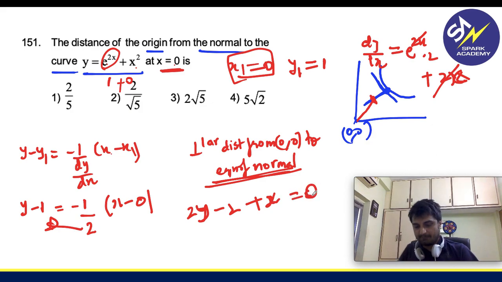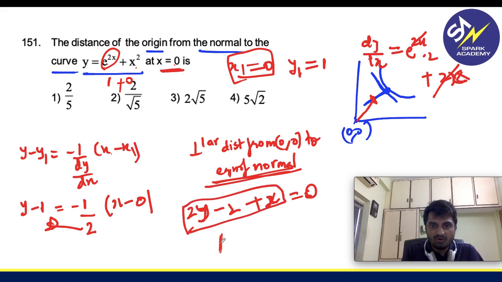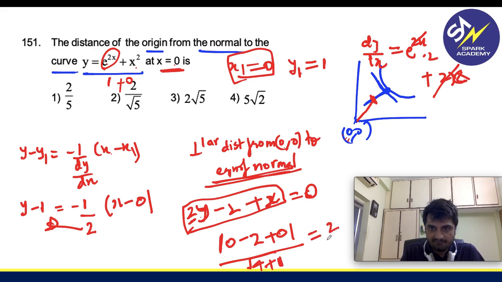Now they are asking us the perpendicular distance formula. What is the perpendicular distance formula? Mod of, instead of (0, 0), perpendicular distance from the origin I am taking. So 2 into 0 is 0, minus 2 plus 0, whole divided by root over, coefficient of y is what? 2 square is 4. Coefficient of x is what? 1 square is 1. So 2 by root 5 basically.